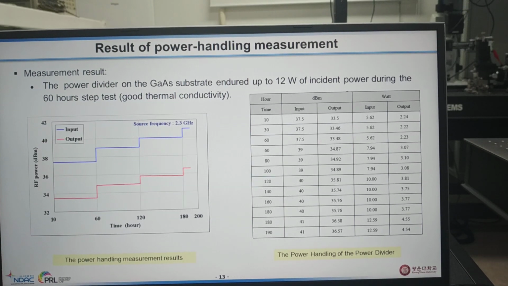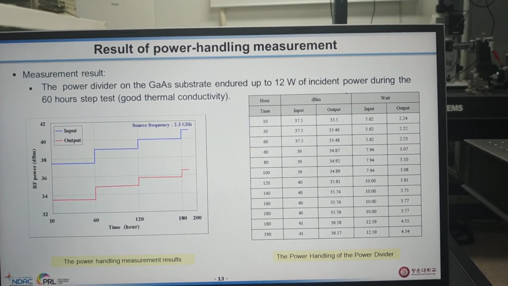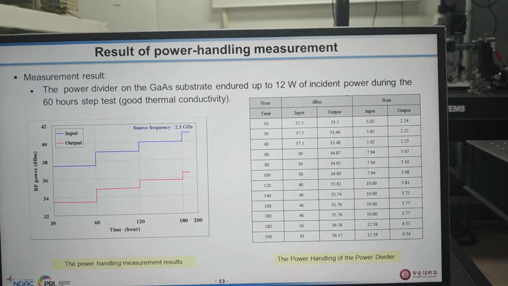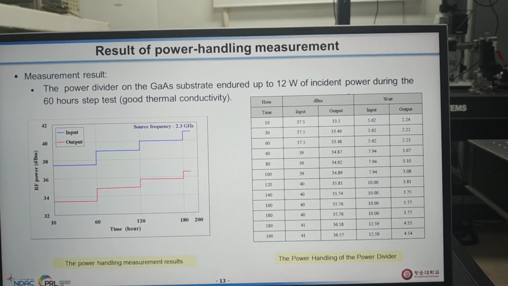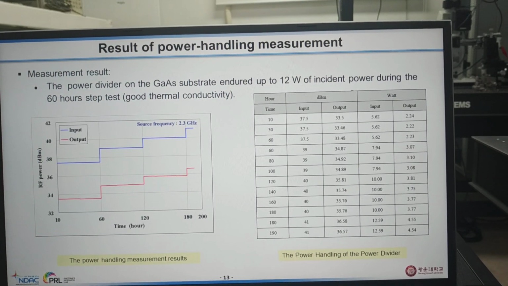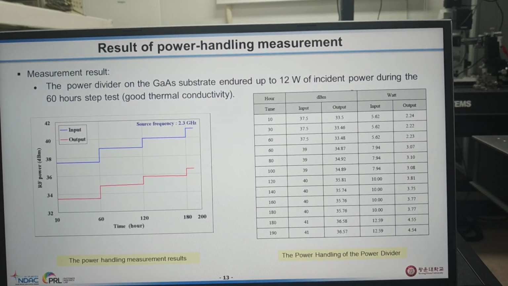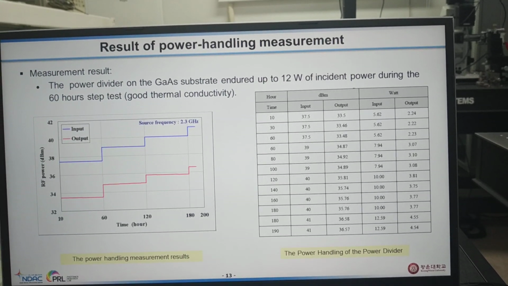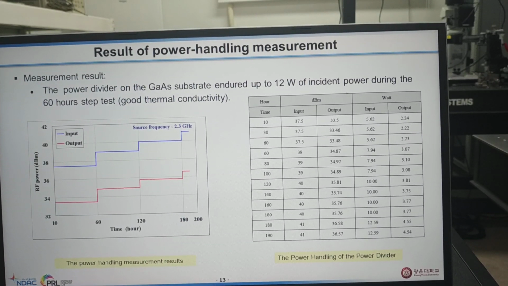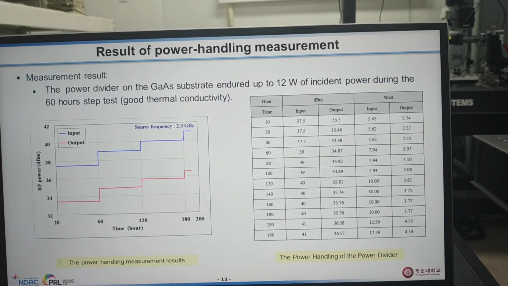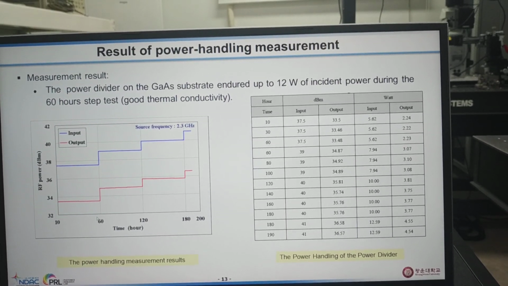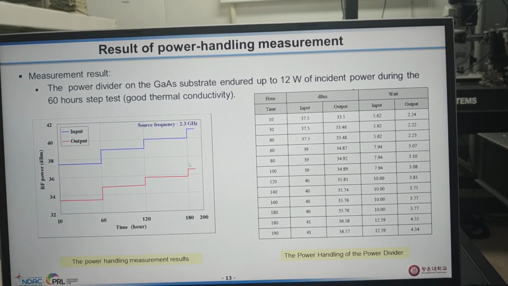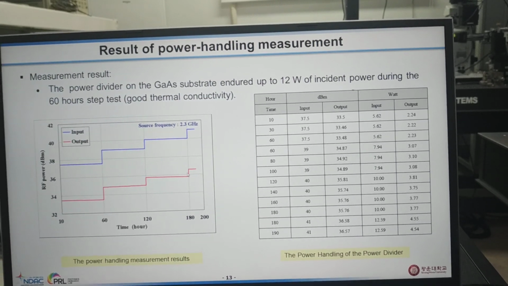Here is an example of the result of power handling. The power divider on this substrate endured up to 12 watts of incident power during the 6 hour step test. But this substrate has a very good thermal conductivity.